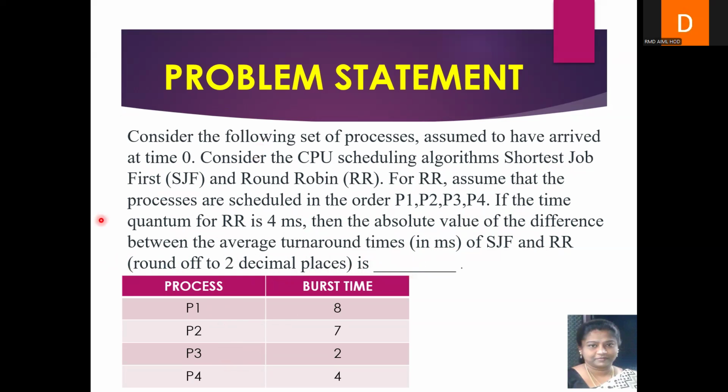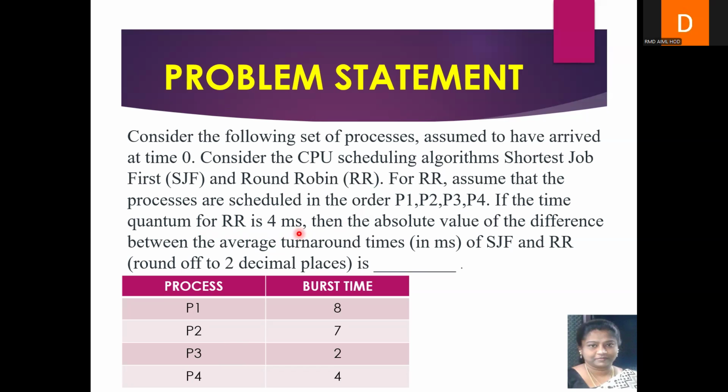This is the question. That is, totally we are given 4 processes P1, P2, P3, P4. Their execution time or burst time is also given here. Now, we have been given 2 algorithms, namely SJF and round robin. What we have been asked to do is to find the difference between the average turnaround times of SJF and round robin, which is rounded off to 2 decimal places. And the time quantum given for the round robin algorithm is 4 milliseconds. So now let's start with the solution.